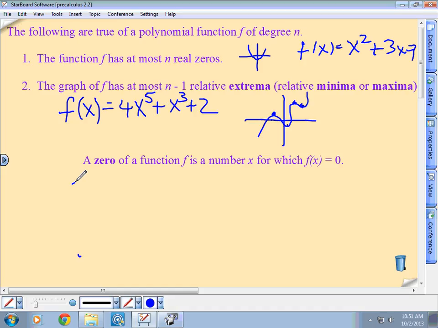The most times you can cross the axis is 5. This one only does 3, but it could have gone 5. The most you can have for relative extrema is 4.